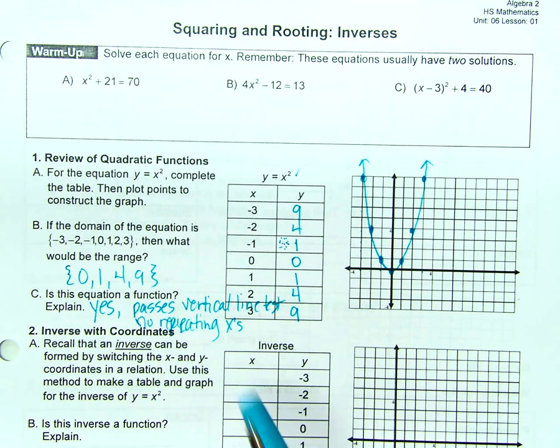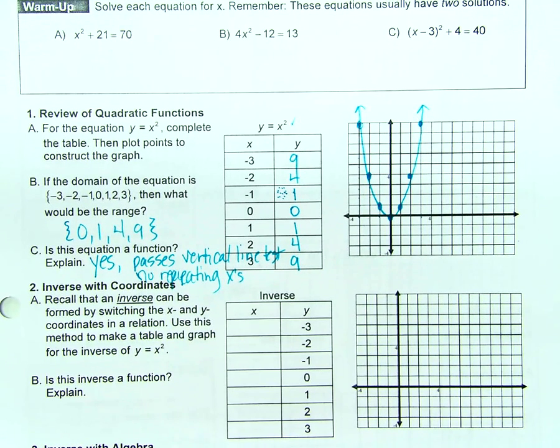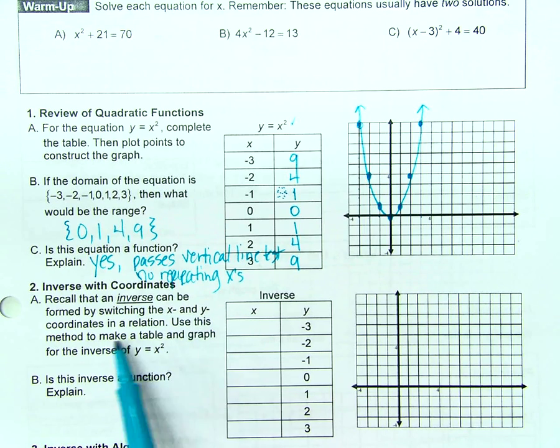So it's really good for us to know both of these definitions, right? The second one is probably where we're going to focus today. Fair enough? Okay? So recall that an inverse can be formed by switching x and y, right? If you don't remember that, read the words: switching x and y.